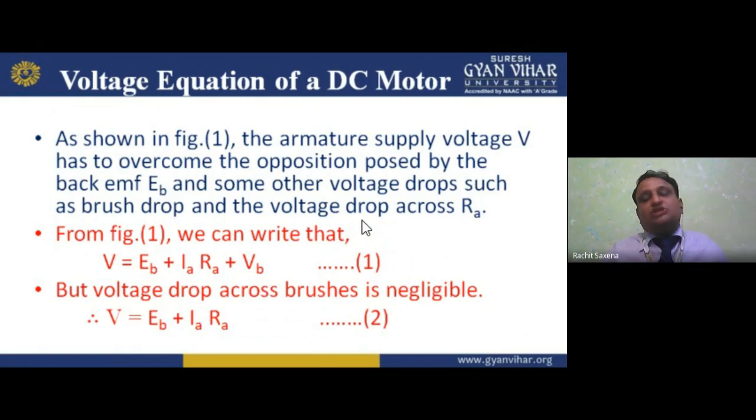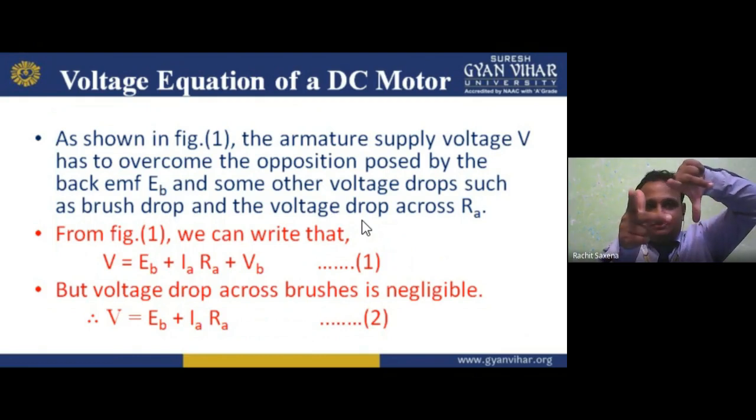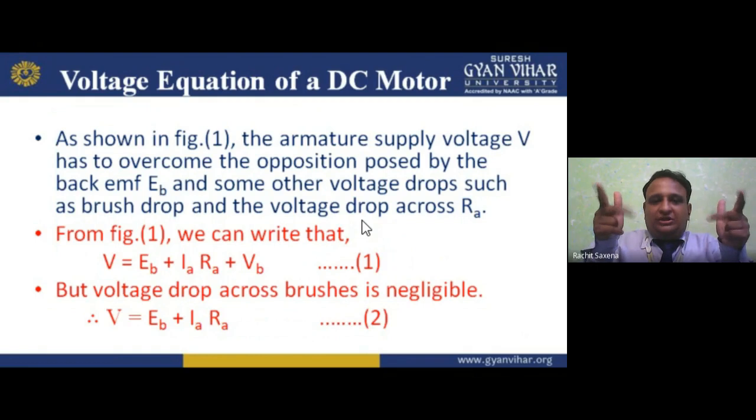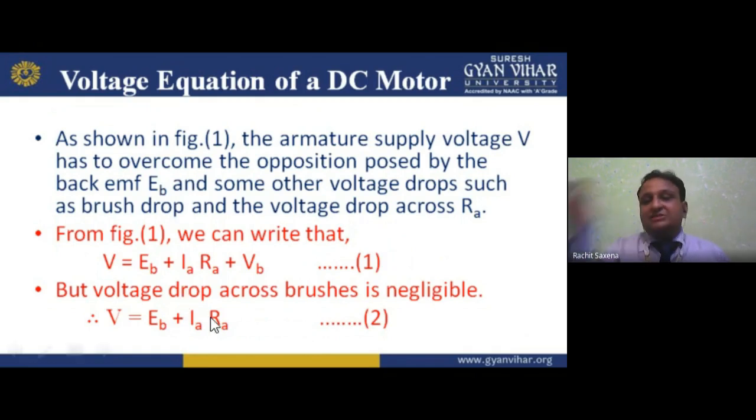Similar equation we can use for the generator, because the concepts are the same, my dear student, but the current direction is reverse. In generator we use this direction, in motor we use this direction. In this, the current direction is going here, that is generator. In this motor it is opposite. So if in motor I am using plus IA, in generator we use minus IA. In that case, EB will become EG, and instead of this plus sign we write minus sign in generator. So in generator we can write V is equals to EG minus IARA, or EG is equals to V plus IARA.